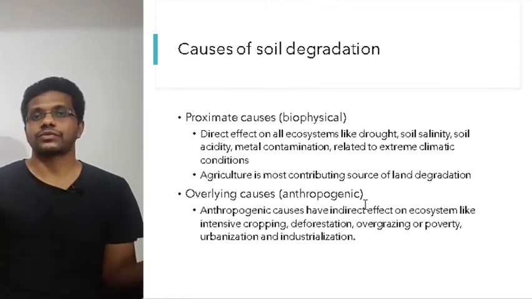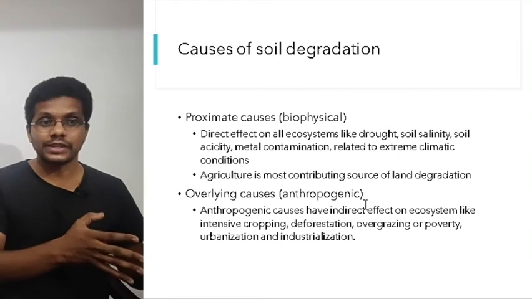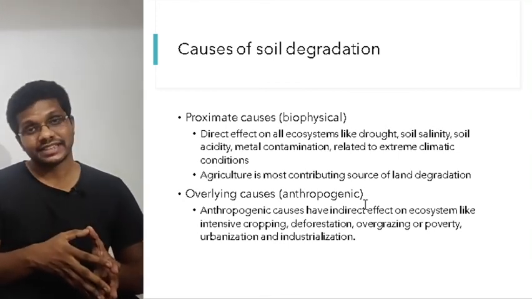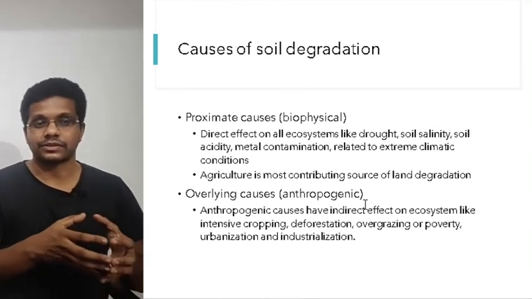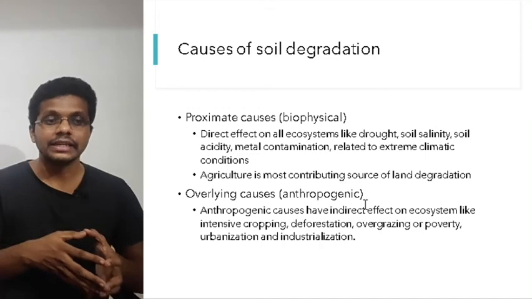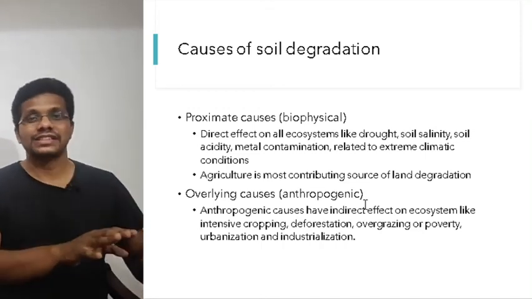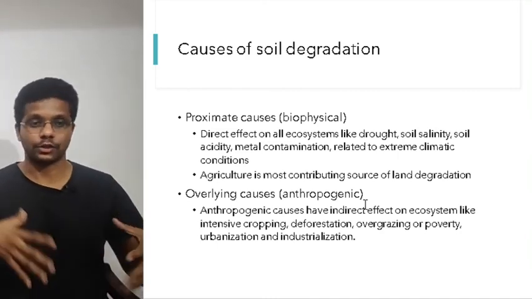Then what are the causes of soil degradation? The soil degradation causes are divided into two. One is proximate causes and another is underlying causes. The proximate causes are biophysical in nature, and most of them are natural causes, like direct effect on ecosystem by drought, soil salinity, soil acidity, metal contamination, etc. But these causes are due to the underlying causes. Underlying causes are basically the anthropogenic causes.